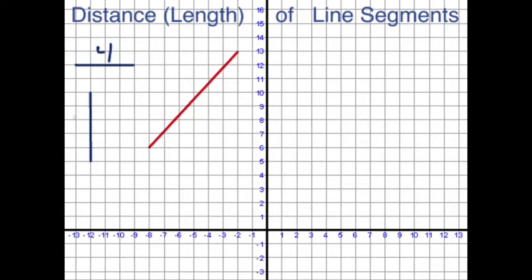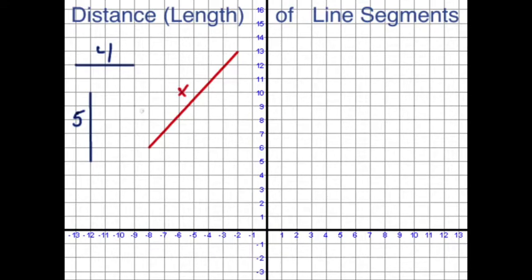And that line segment is 4 units long. This one, you just count down. There's 5 units right there if you just count. Easy. Now, to figure out this line segment, the diagonal one, that becomes a bit trickier. Because we can't just count one box here, because those aren't necessarily full units.